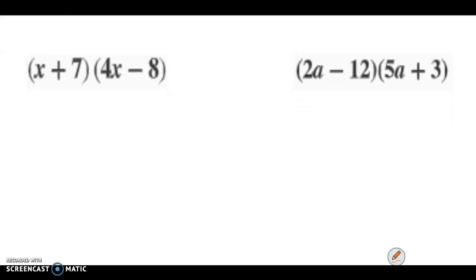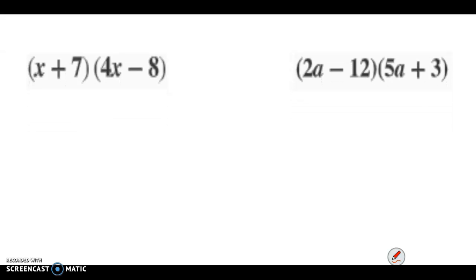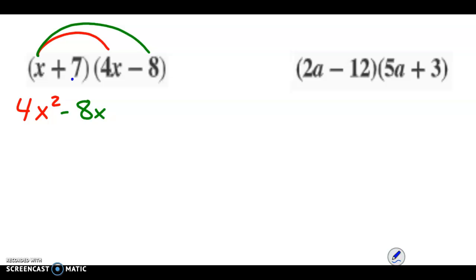Here, some more examples. We'll look at these in that FOIL pattern. Okay, so first is x times 4x. That's going to be 4x squared. Outsides is going to be x times a -8, so I'll have -8x. Insides will be 7 times 4x. Let me draw that up here. 7 times 4x, that's going to be a +28x. 7 times 4 is 28, and there's just one x involved. And then last is going to be that 7 times -8, which is going to be -56.